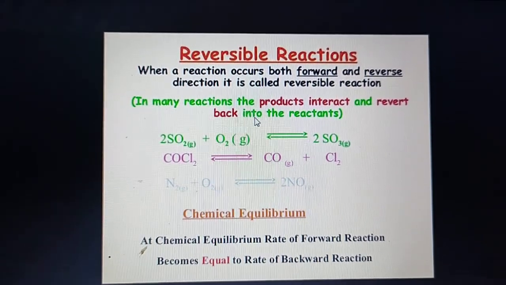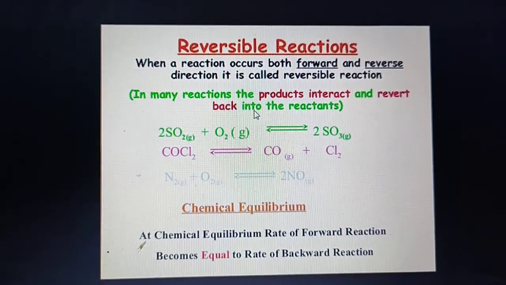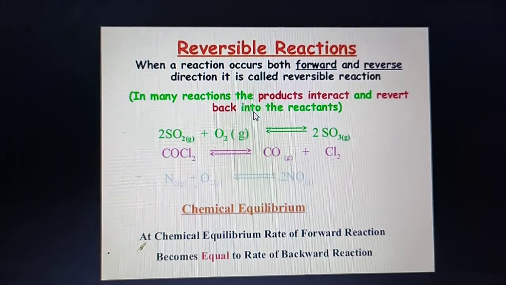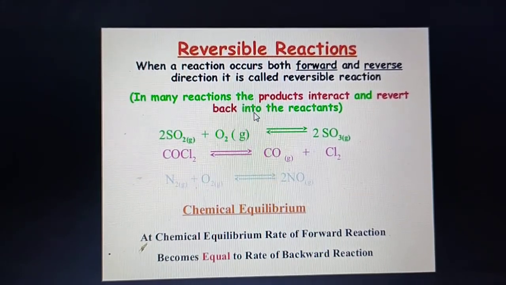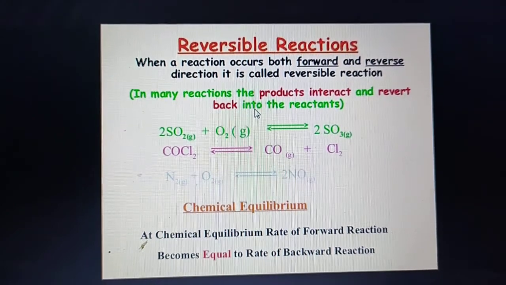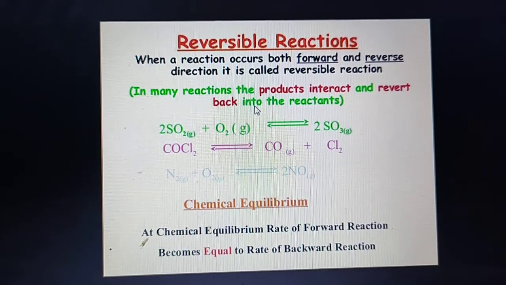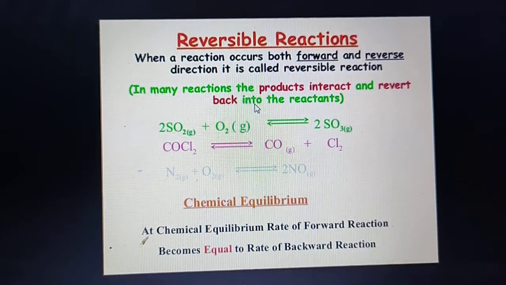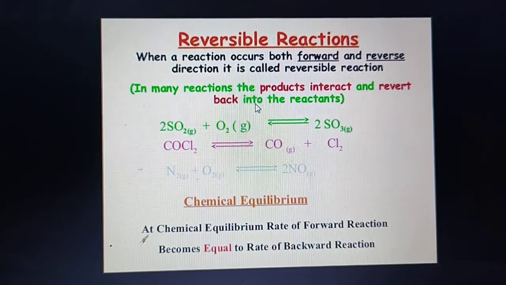So you can see that a reversible reaction proceeds in both the directions. Like in your book, the double arrow indicates the reversible nature of the reaction and a single arrow indicates the irreversible nature of the reaction.